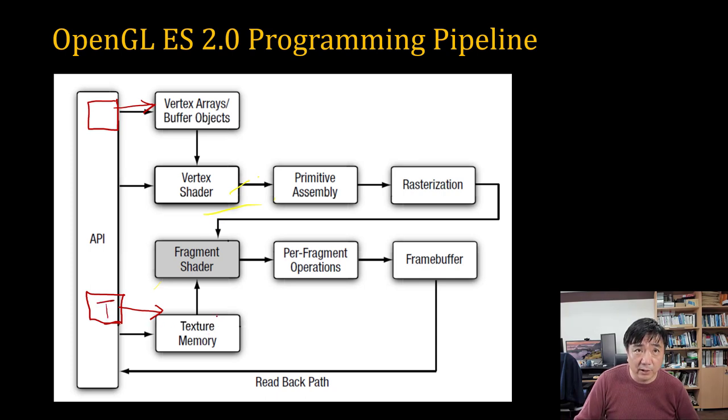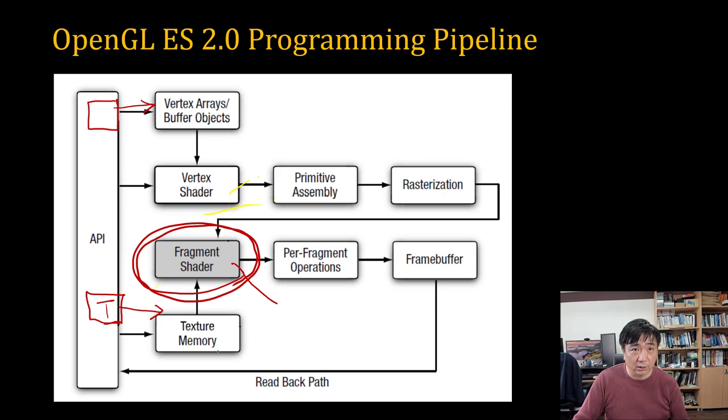Texture memory is used as input of a fragment shader. So if we want to use texture, then we have to change the fragment shader code. Okay? So the fragment shader code should be changed to use texture memory. Okay?